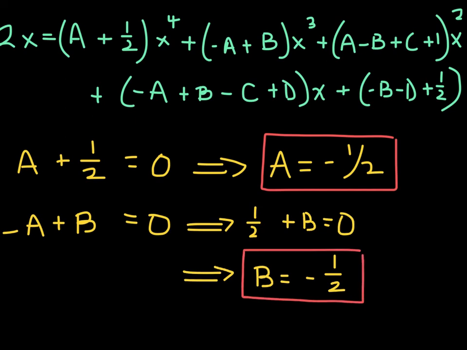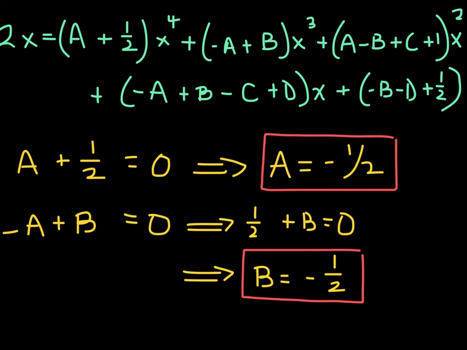Now, let's move to the cubic terms. Excuse me, that was a cubic term. Let's move to the quadratic terms, excuse me. So we have a minus b plus c plus 1 is equal to the coefficient of the second degree term on the left-hand side. Once again, the second degree term is not here on the left-hand side, therefore its coefficient must be 0.